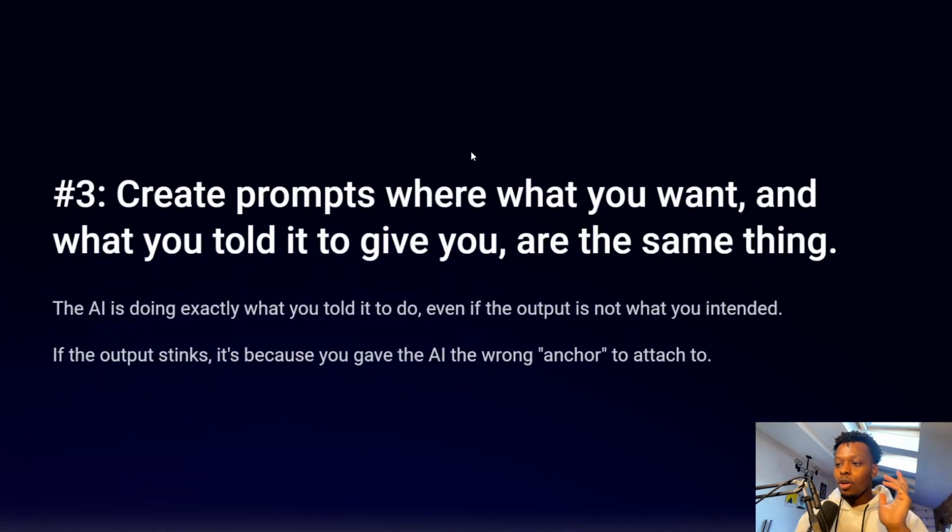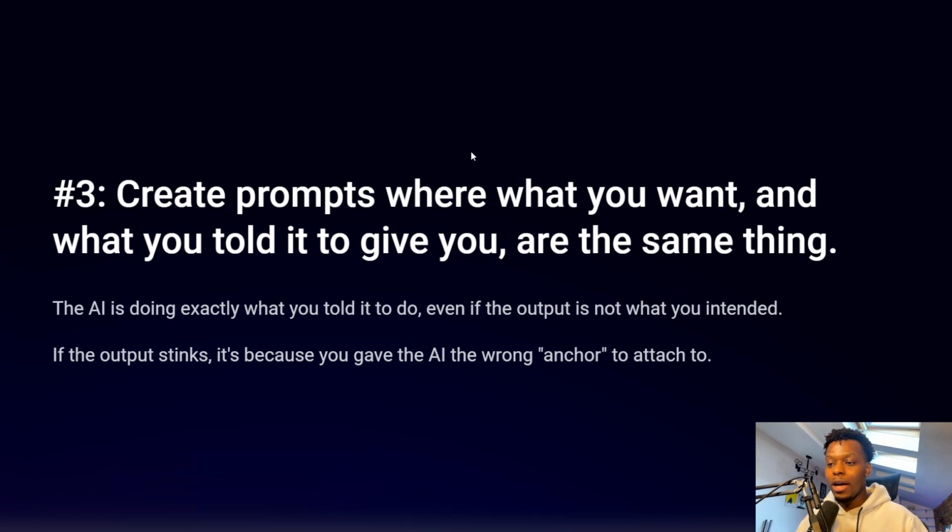Number 3, create prompts where what you want and what you told it to give you are the same thing. The AI in and of itself is not dumb. If you were to ask me this 3 years ago, when GPT 3.5 wasn't the thing and people were using LLMs on Hugging Face that had massive data sets but could only really do a few things here and there because the initial data set that the AI is powered from is just not big enough, then yes, you may tell it something which is exactly what you would want, and it would give you something else because it just wasn't good enough to do the entire thing.